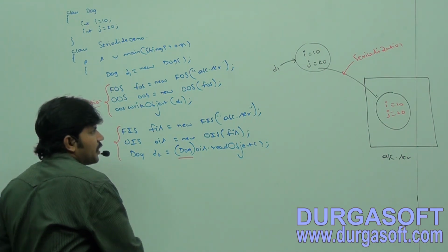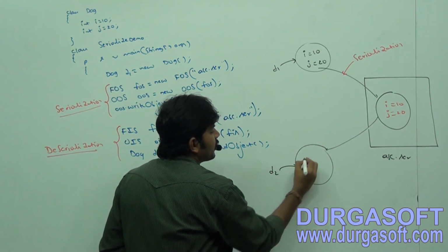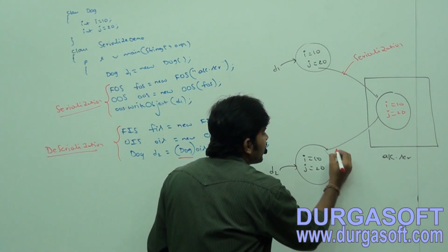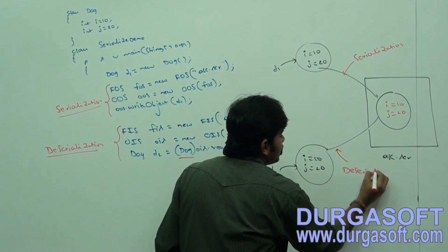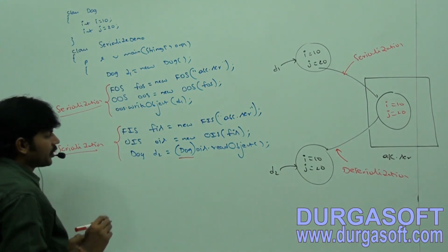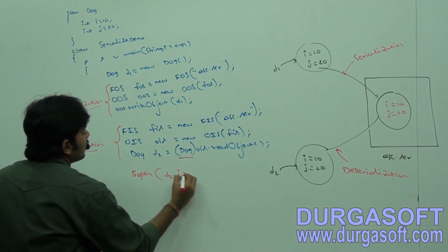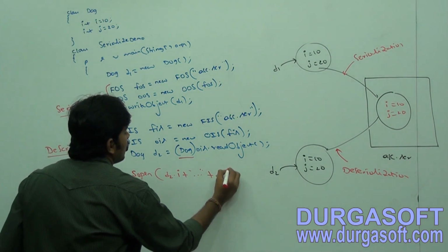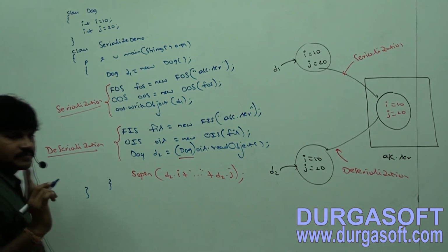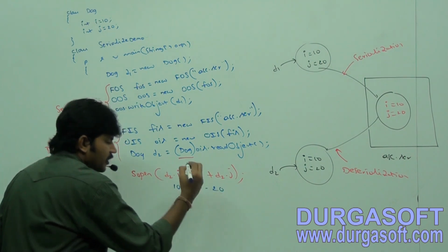Now, happily this object came out, and d2 is the reference variable. What is the i value? 10. What is the j value? 20. And these lines are considered as deserialization, right? Now I want to print the value of i and the value of j. System.out.println of d2.i and d2.j. That's all. Are you getting it? So can you tell what output you are going to get? 10 followed by 20. Okay.